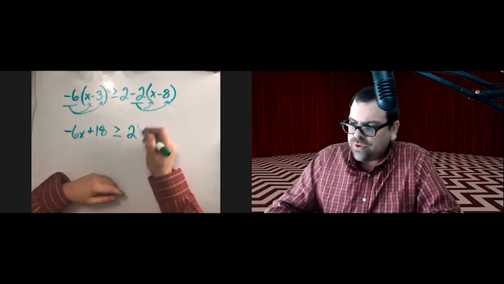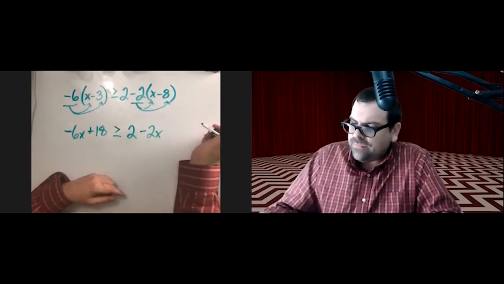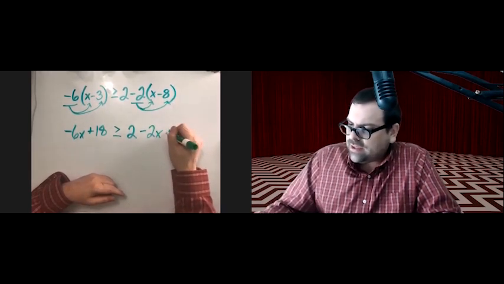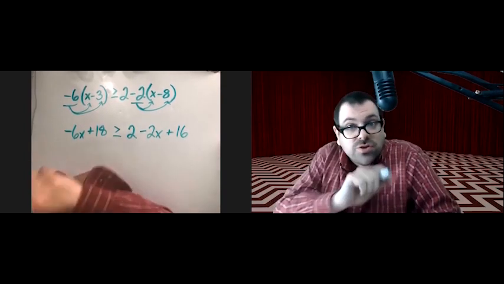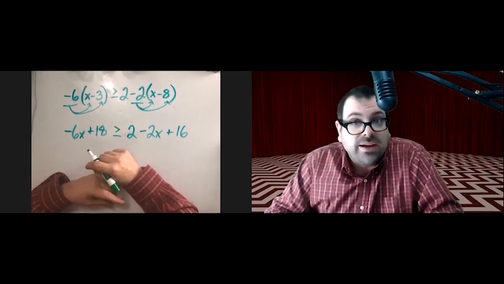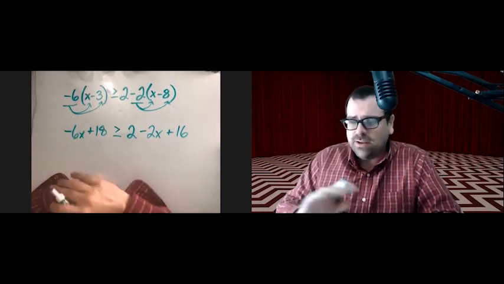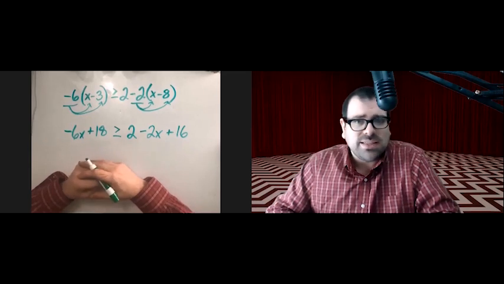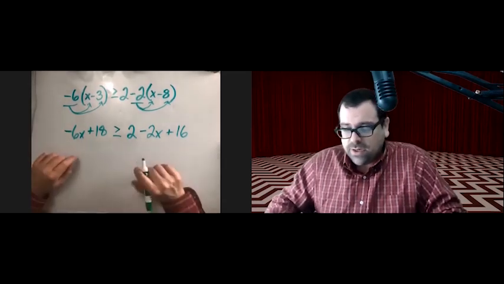Bring down our 2. -2 times x is -2x. -2 times -8 is positive 16. Yes, I will show an example of what we do mean by multiplying by a negative number after this one, because we've been doing dividing. So I will show one that clears up what multiplying both sides by a negative would look like. In the meantime, let's finish this one.